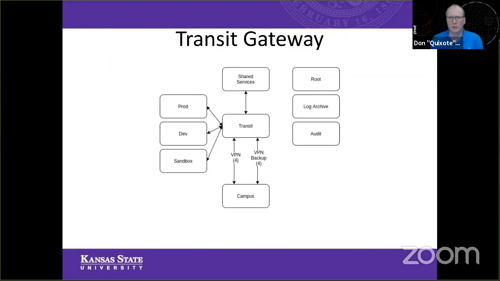And here's a kind of a diagram of how the transit gateway works. We've got VPN and backup VPN back to campus. It goes to our transit account, and then through the transit gateway, it goes to the other accounts that need networking. Notice the root, log archive, and audit accounts don't have any networking. They don't need it. We just access them through the console only.